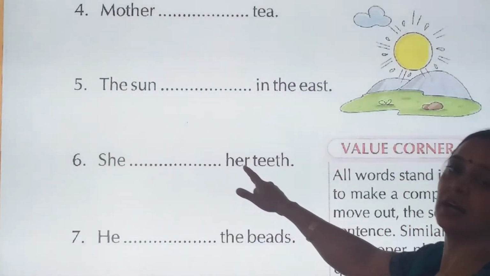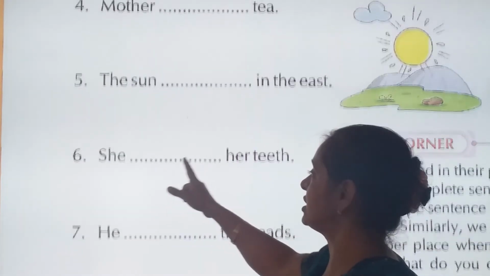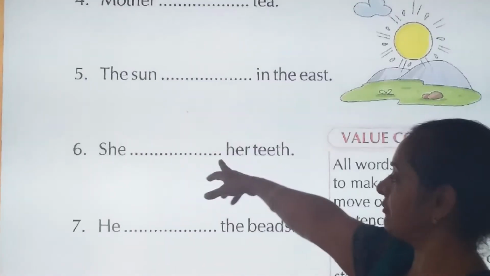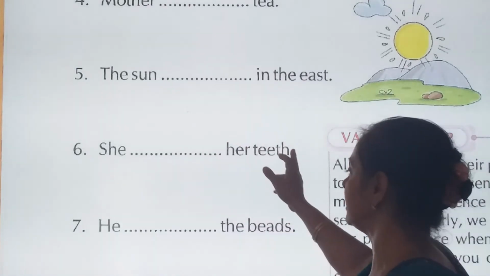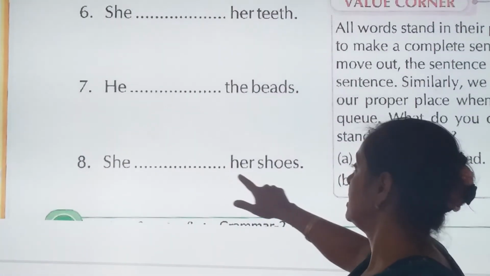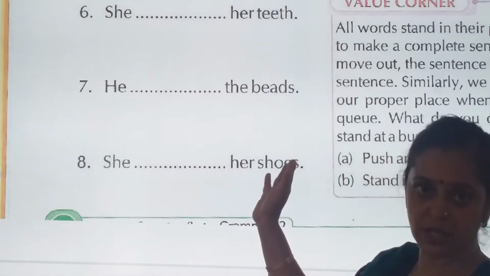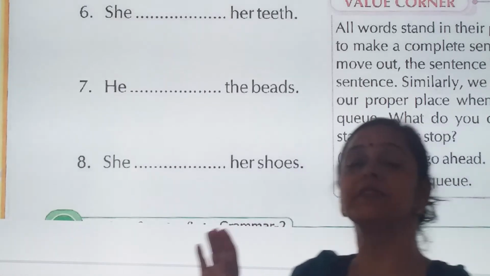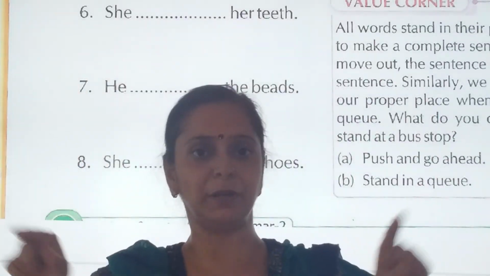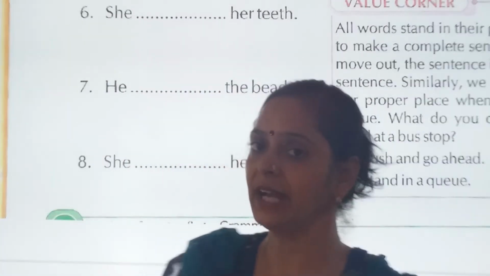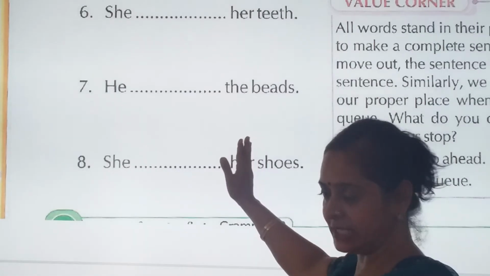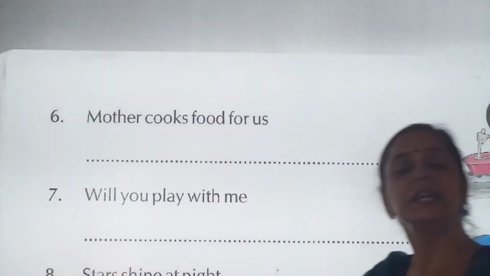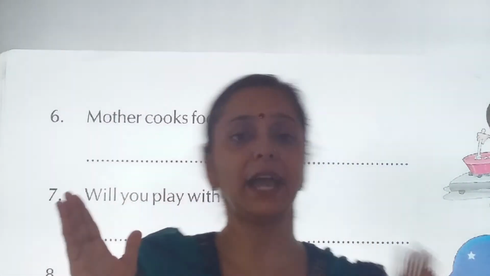शी ब्रशेस हर टीथ. टीथ के साथ क्या करते हो आप? यस, सिमिलर वे इट विल कम हियर, ब्रशेस हर टीथ. अगेन, शी डैश हर शूज़, polishes her shoes. So you have got it. These words will be given to you in a table form that you have to select from that and complete these sentences. Okay. Now we will move to the another one, that is statement and question.